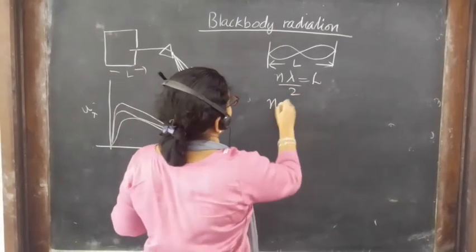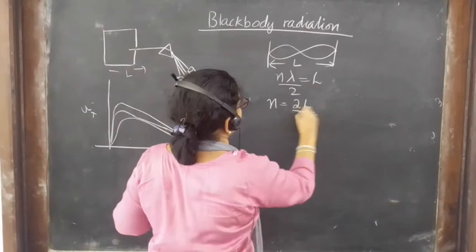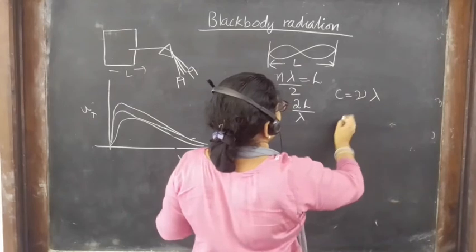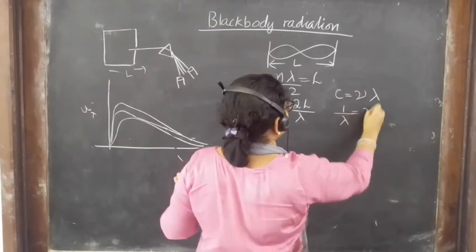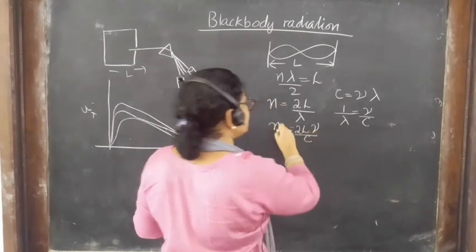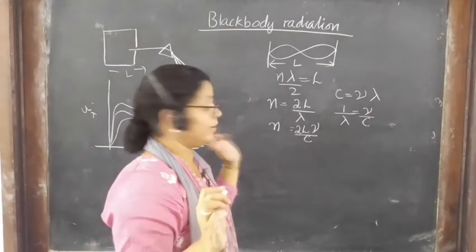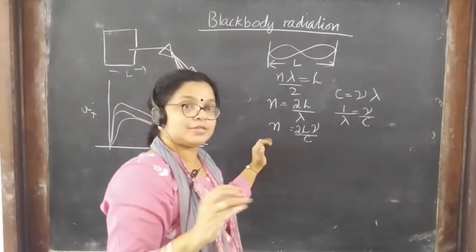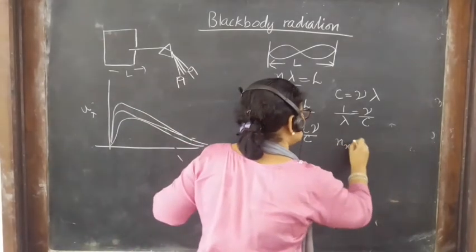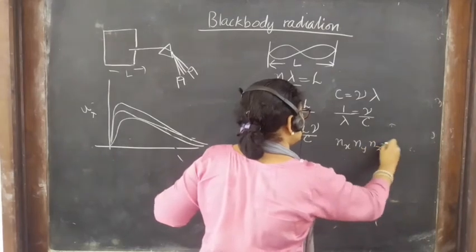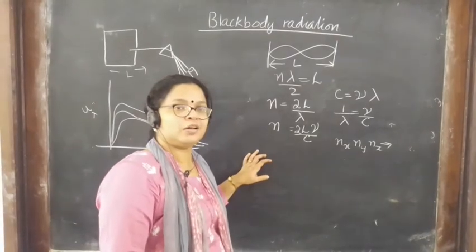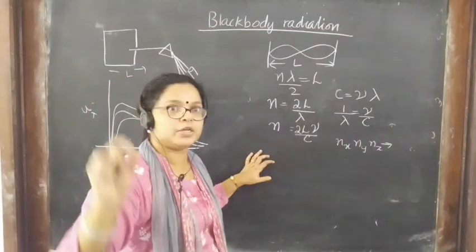So here N equals 2N by lambda. But we know that c equals mu lambda, so 1 by lambda is mu by c. So here it is 2N mu by c. This N will be quantized in 3 directions, Nx, Ny, Nz, and one set of Nx, Ny, Nz will correspond to one mode. So we have to find how many such sets, points, will be there.